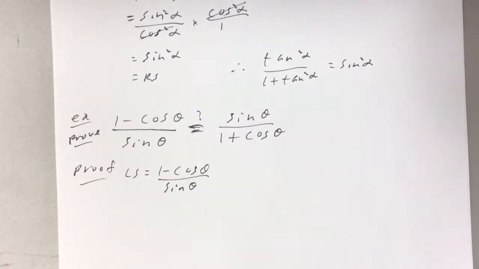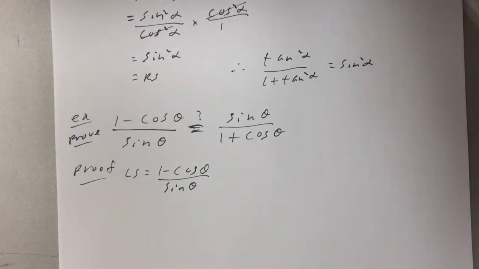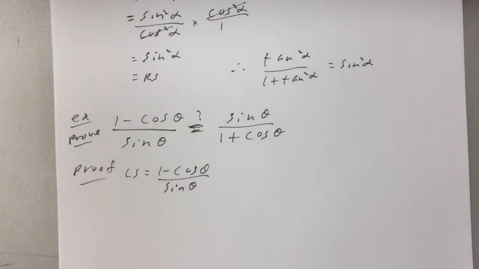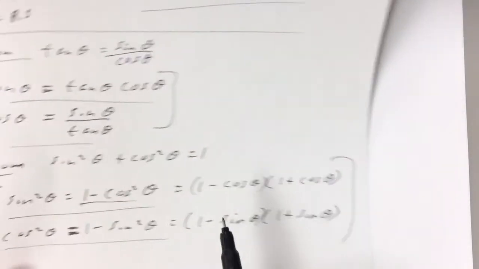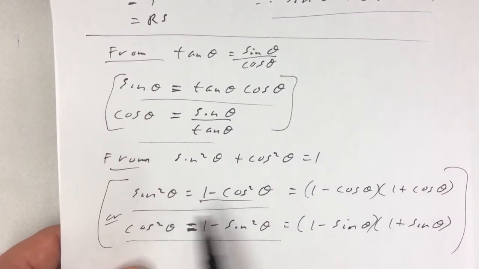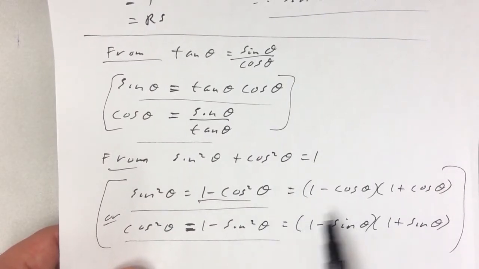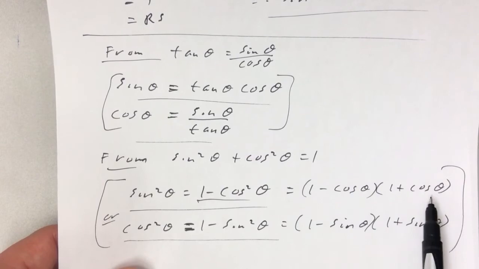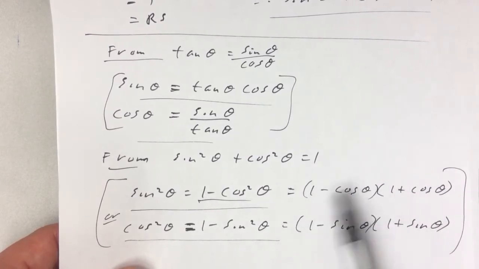And if we look back to our early on trig identities, we can see that this can work from one of our Pythagorean identities. We've got sine squared theta equals 1 minus cos squared theta equals (1 minus cos theta) times (1 plus cos theta). So we've got a portion of this in here.